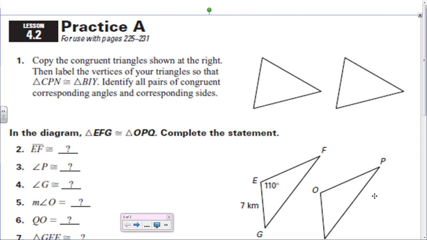Okay, question 1. Copy the congruent triangles shown at the right, then label the vertices of your triangles so that triangle CPN is congruent to triangle BIY. Identify all pairs of congruent corresponding angles and corresponding sides. For this one, you really didn't have to draw it again. All you would have to do is label it CPN, and then in the same order, BIY.